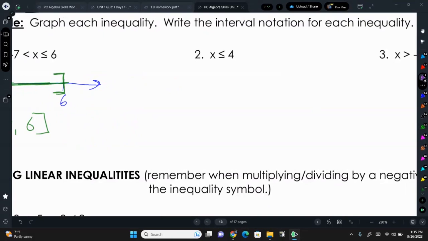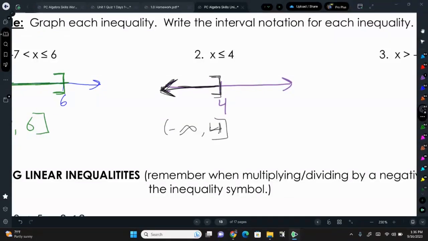Okay. x is less than or equal to 4. So here's 4, and less than or equal to would be a bracket, and going less than. So then it's going to be -infinity, 4 with a bracket around 4.